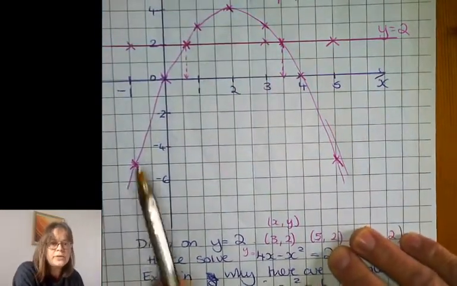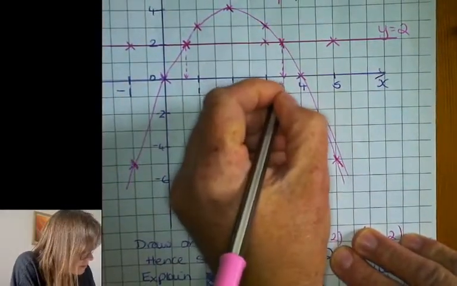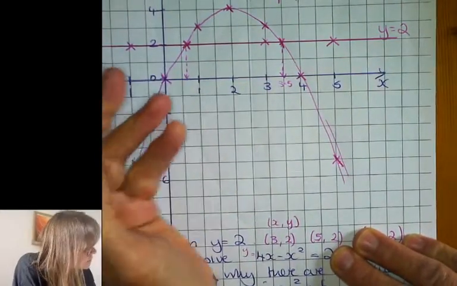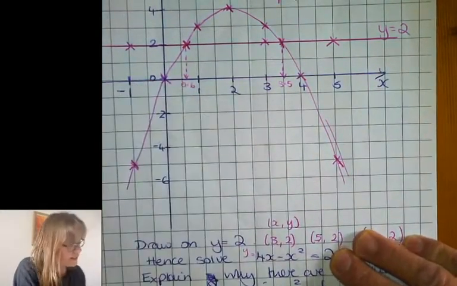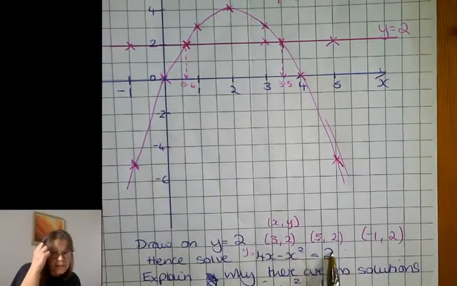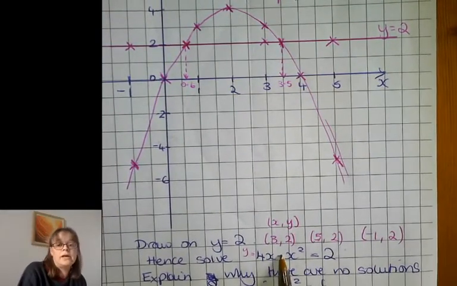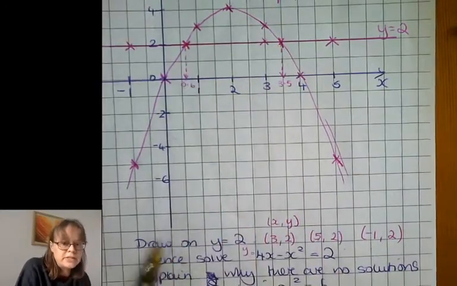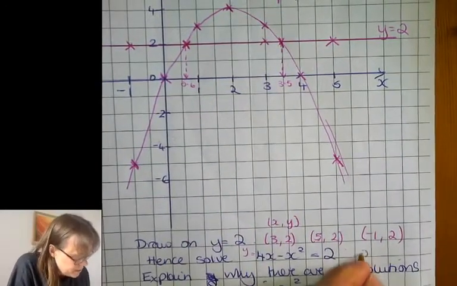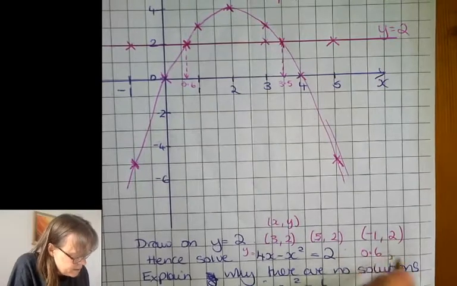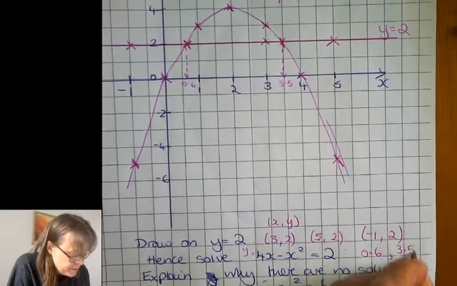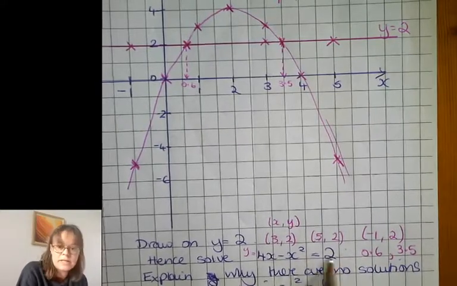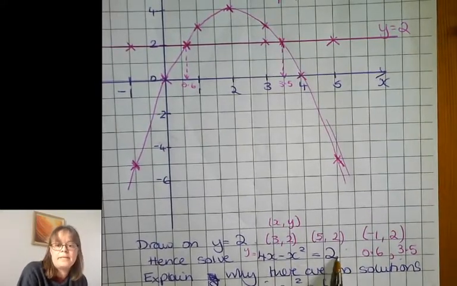So where did those two things cross? Well, this one I reckon crossed at 3.5. And this one crossed about 0.6. So the two x values that fulfill this equation are the two places on my graph where these two lines crossed. So to answer this question, I just write this 0.6 and my 3.5. Both of those answers are places where these two curves are in the same place at the same time.